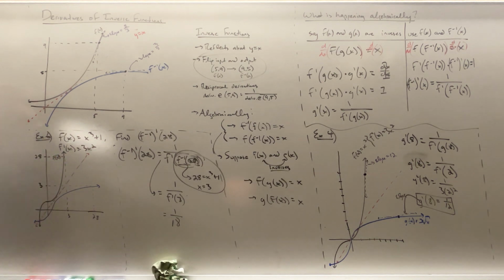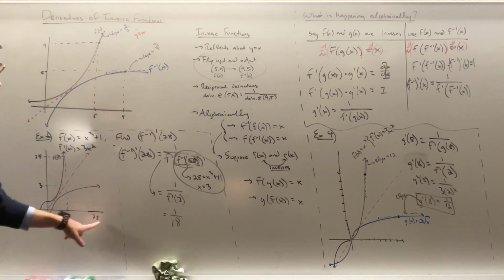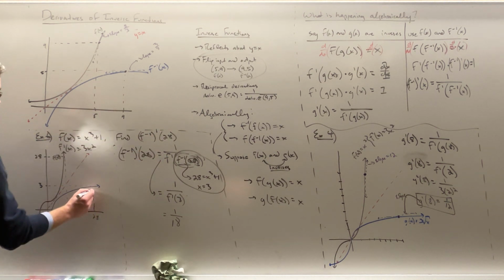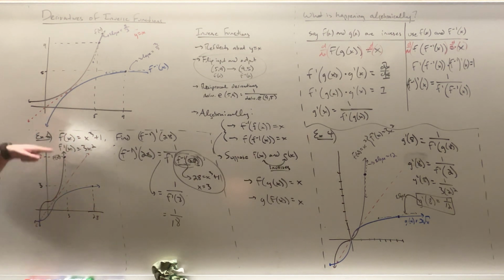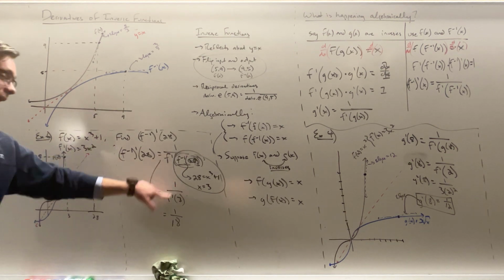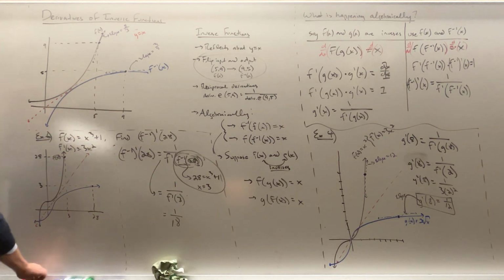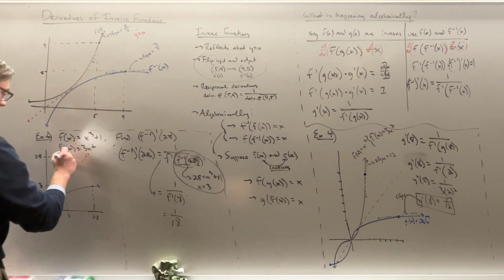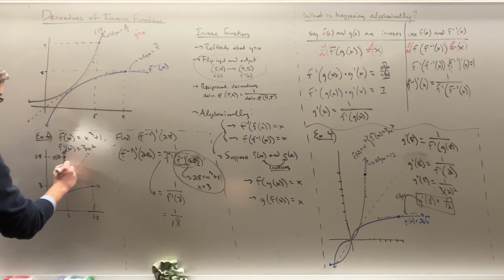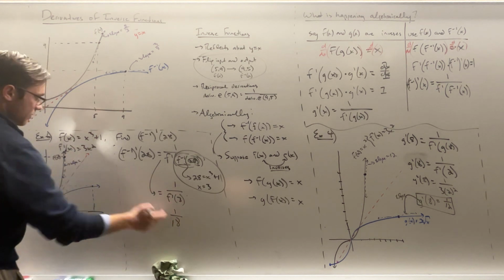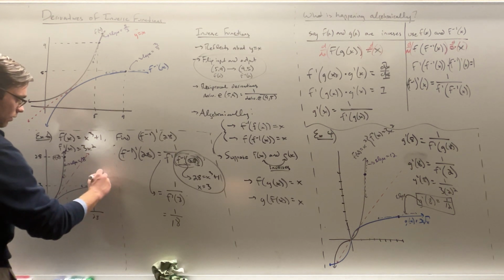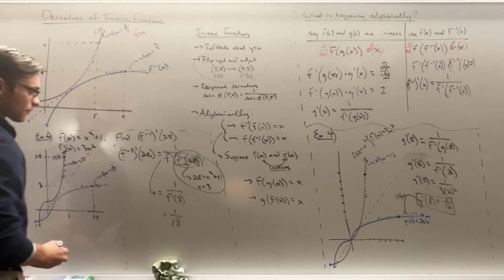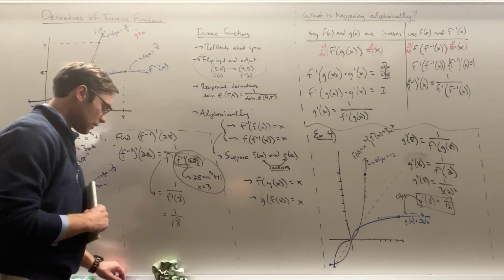Which means you have another point, 3 comma 28. If you're trying to find the derivative of the inverse function at 28, you can say it's 28 comma 3, which means for the original function at 3 comma 28, whatever that slope is, it's going to be 1 over that slope. And we found that that slope equals 18, which means this slope is 1 over 18.